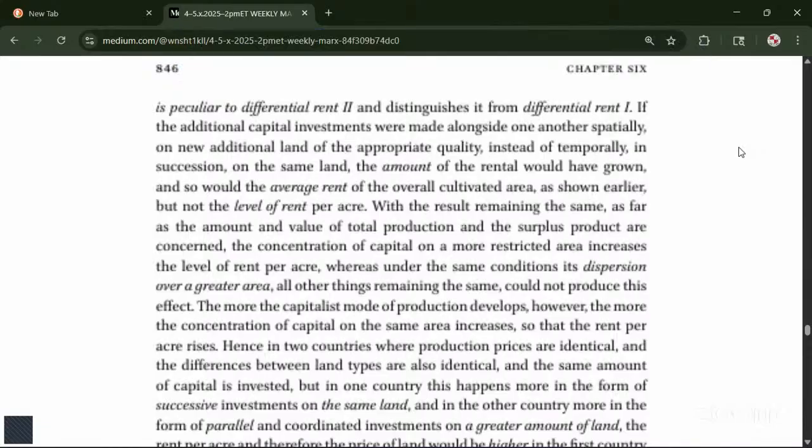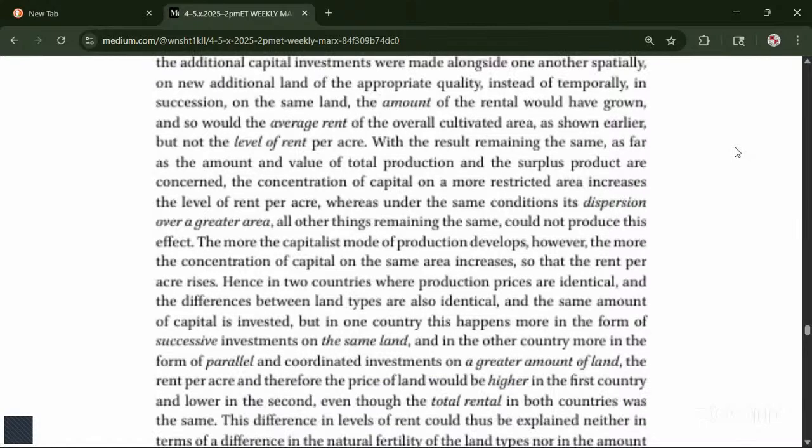Hence, in two countries where production prices are identical and the differences between land types are also identical and the same amount of capital is invested, but in one country this happens more in the form of successive investments on the same land, and in the other country, more in the form of parallel and coordinated investments on a greater amount of land, the rent per acre, and therefore the price of land, could be higher in the first country and lower in the second, even though the total rental in both countries was the same.